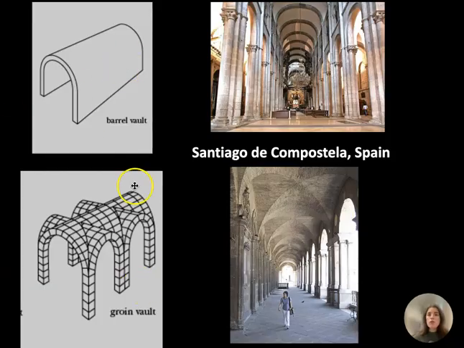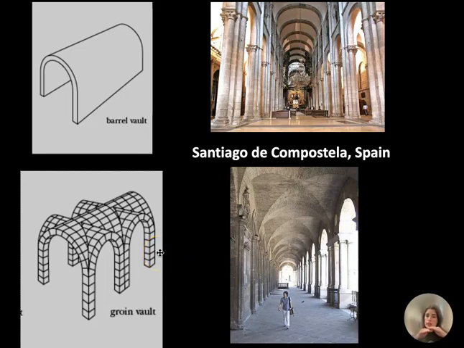All right, so just thinking about vaulting, transitioning to vaulting, we have barrel vaults. We see that here in Santiago de Compostela, which was a Romanesque pilgrimage church. So the Romanesque style was popular before the Gothic style, and it tended to emphasize these smooth semicircular arches.